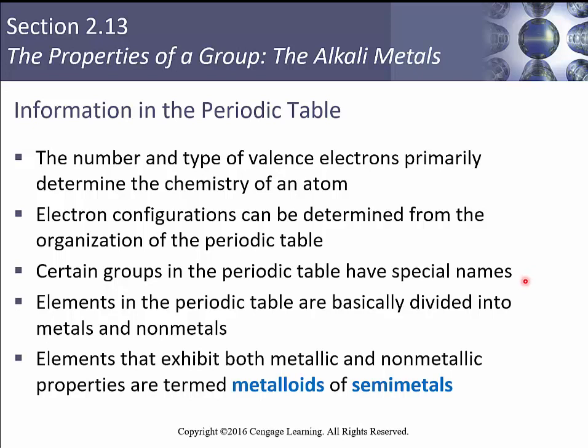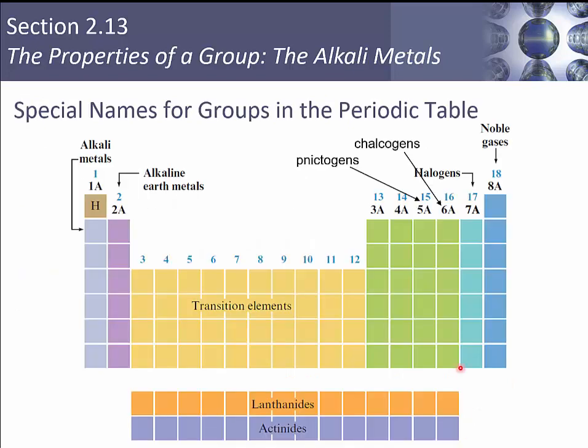Elements in the periodic table are basically divided into metals and nonmetals. Elements that exhibit both metallic and nonmetallic properties are termed metalloids or semimetals. So here are the names of some of the special groups in the periodic table.